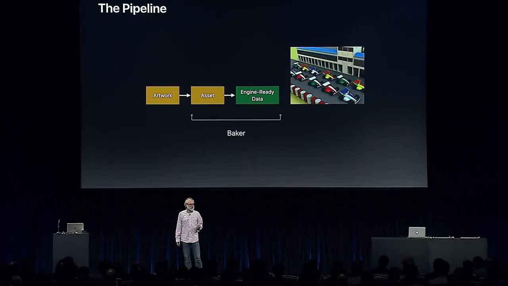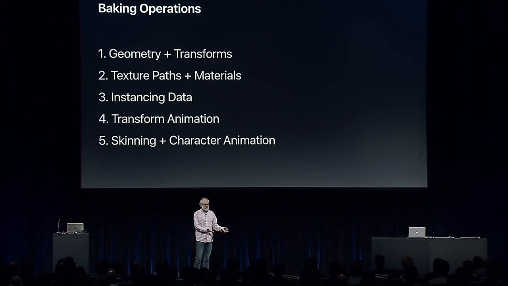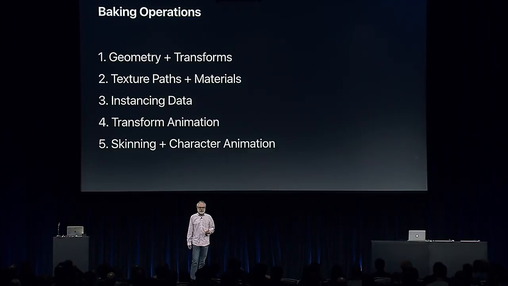So we're going to call that tool the baker. So what are we going to bake? We're going to bake, first of all, geometry and transformations, what something looks like and where it sits. Texture paths and materials, so that when we're drawing those somethings, we know what they're going to look like. Instancing data, so if we have, say, more than one wheel, we're going to have information that tells us where to put many copies of that wheel in an efficient way. Transform animation, so that things can be animated. And finally, we're going to talk about skinning and character animation.